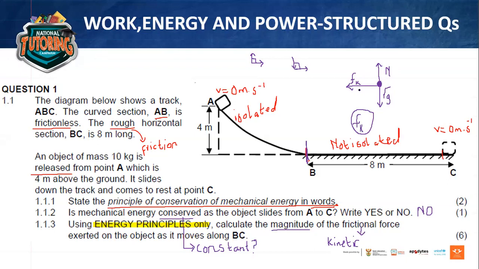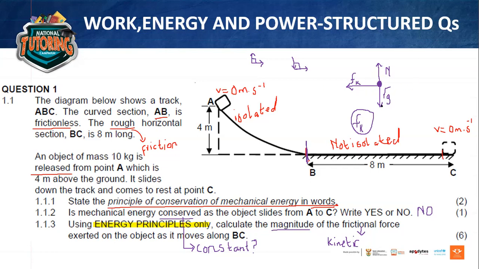So these two forces, the normal and the force of gravity, are not doing work. And therefore, the only force that is doing work when the object is moving along BC is the kinetic friction. In other words, if I want the net work done on an object by a net force, it means my net force is actually the magnitude of the kinetic frictional force, because this is the only force that horizontally is not giving me 0.